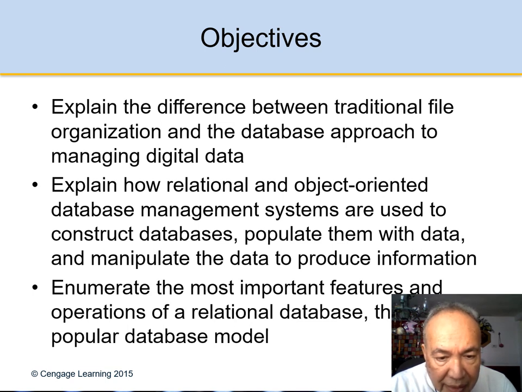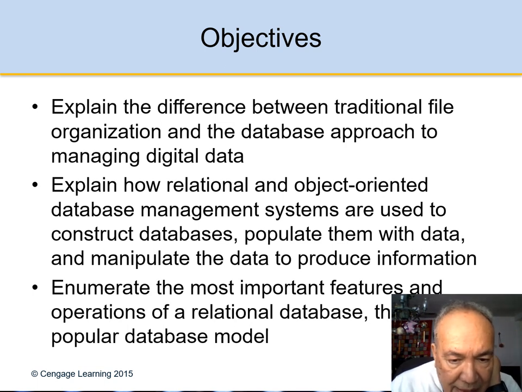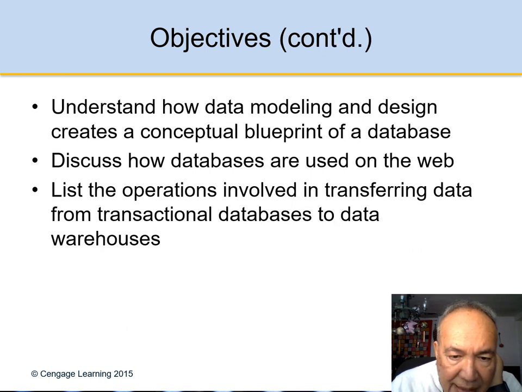Explain how relational and object-oriented database management systems are used to construct databases and populate them with data. Populate means putting the data inside, and manipulate the data to produce information. Enumerate the more important features and operations of a relational database and the popular database model. So these are the three objectives here. And then understand how data modeling and design creates a conceptual blueprint of the database. Discuss how databases are used on the web. List the operations involved in transferring data from transactional database to data warehouses. So we have six objectives now.